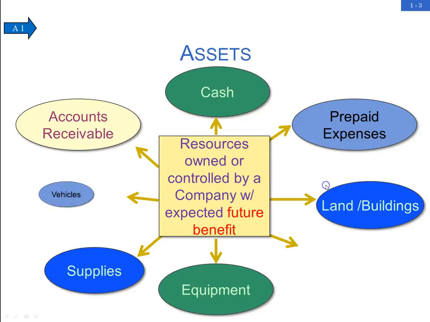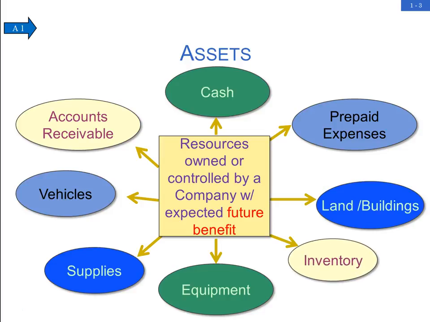I hope this stuff is starting to ring a bell and refresh your memory. Vehicles, I think, are pretty self-explanatory, and inventory, which is a big one. We'll be dealing with a lot of inventory in this semester. Inventory, remember, is a specific type of asset. It's tangible goods that we purchase and sell.